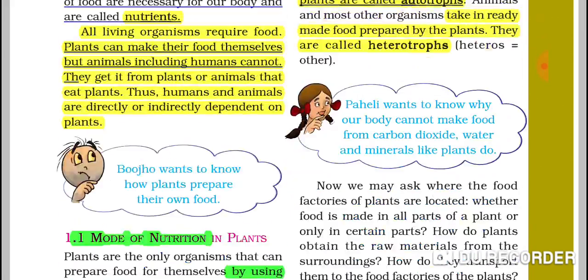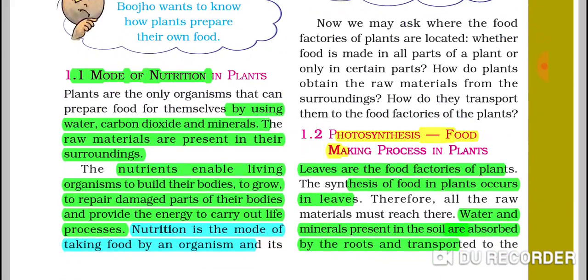Now coming towards the mode of nutrition in plants. Plants make their own food by using carbon dioxide, water, sunlight, chlorophyll and minerals. By using all this, they can make their own food. And the food which they make, they then use for their growth, for repairing damaged parts of the body, and to provide energy to carry out the various living processes.